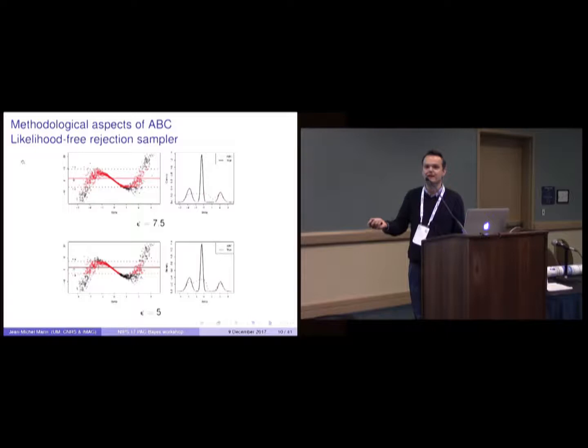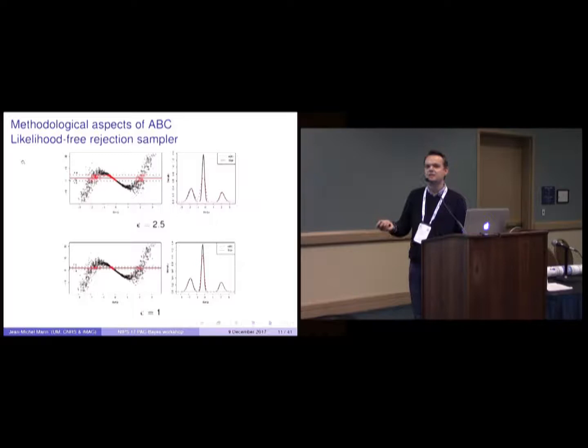And if epsilon is equal to 7.5, you have this approximation. If epsilon decreases to 5, you have this one right now. And if you continue to decrease the value of epsilon, the approximation comes closer to the true posterior. Here, for epsilon equal to 1, you have an approximation which is very close to the true posterior distribution. That's the point.